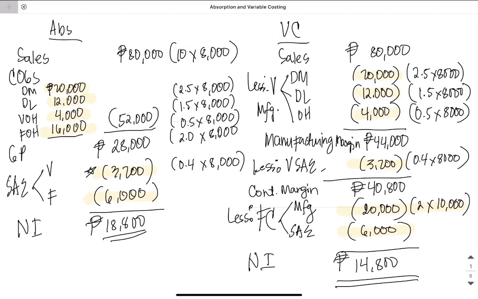And then after the inventories have been sold to customers, that's the time that we're going to recognize that 4,000 fixed overhead in the income statement. So that's basically the difference between these two. So I have already discussed this last time, but let's just reiterate this for better understanding.